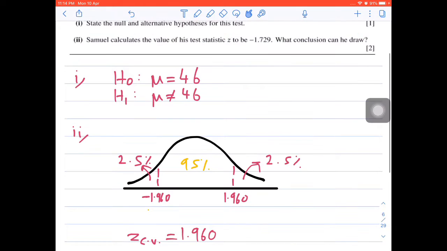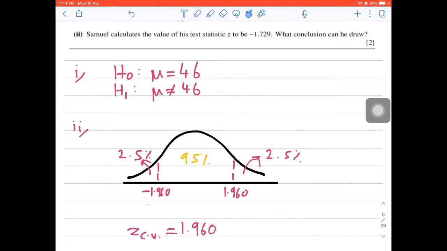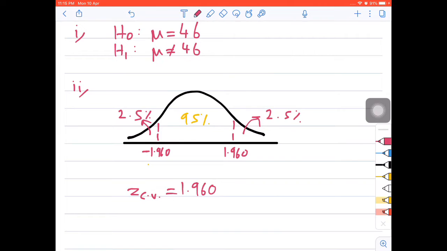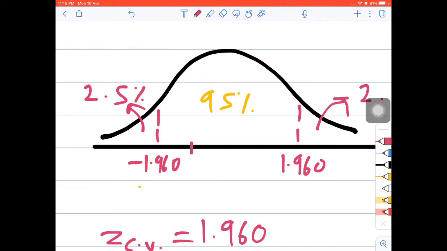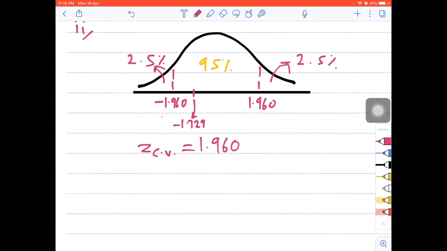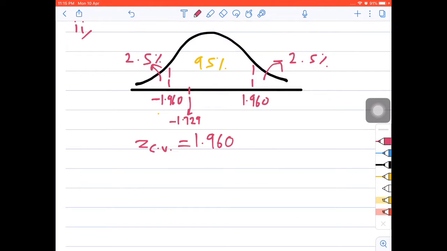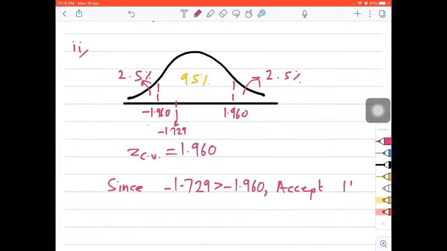The test value that was found, it's given directly, we don't have to calculate it, is negative 1.729. So negative 1.729 might lie somewhere over here. So it's in the acceptance region. So since negative 1.729 is greater than negative 1.960, accept H0.